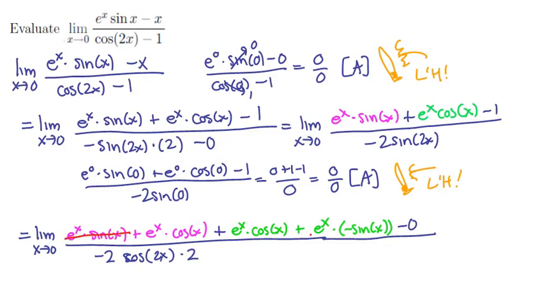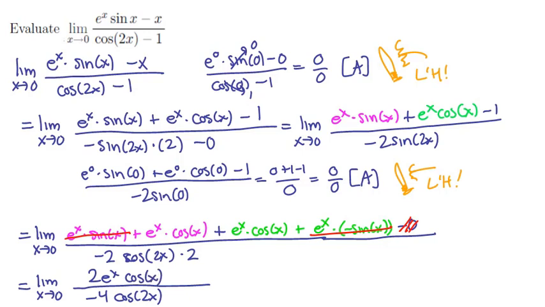Notice that the e^x sin x and the e^x times negative sin x cancel, and so this can be simplified as the limit as x tends to 0 of, on the bottom we have negative 4 cosine of 2x. On the top we have 2 e^x cosine x's. And so we can cancel the 2 into the 4 and have the brand new limit as x tends to 0 of e^x cosine of x, with a negative out in front, over 2 cosine of 2x in the denominator.